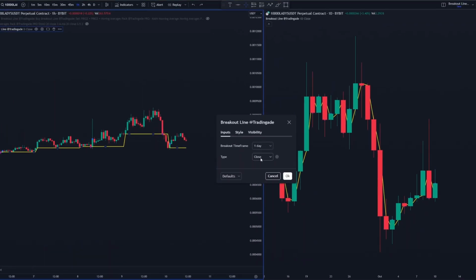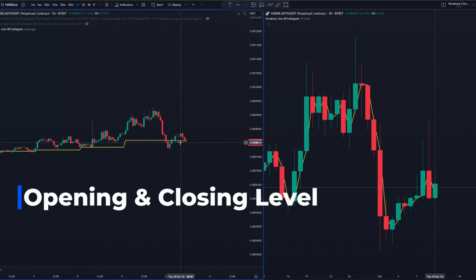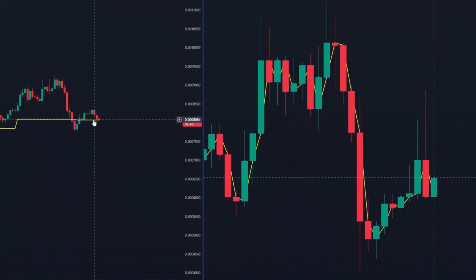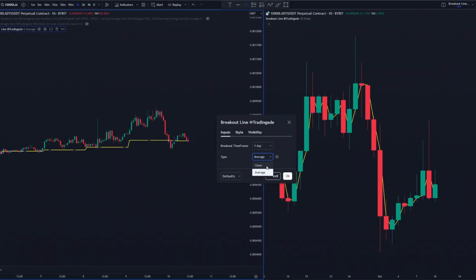Whereas if we change here from close to average, the line changes. This is because now it's calculating the average between the opening level and the closing level, always referring to the previous days. As you can see here we have this line at this level and it's exactly at the middle of the previous candle. Here is the middle of the previous candle, here is the middle again, and so on. This is the difference between these two settings, close and average.